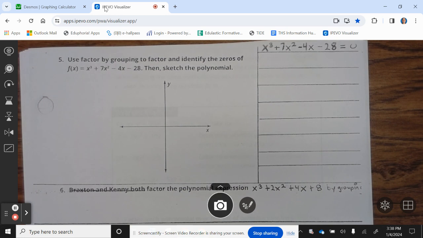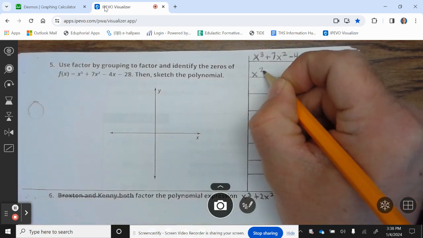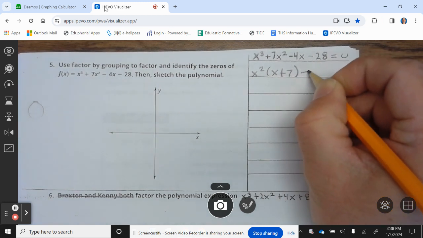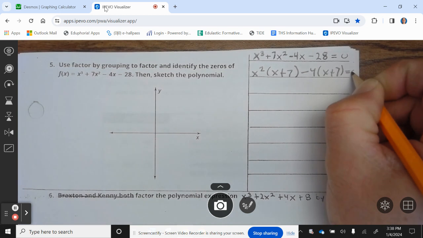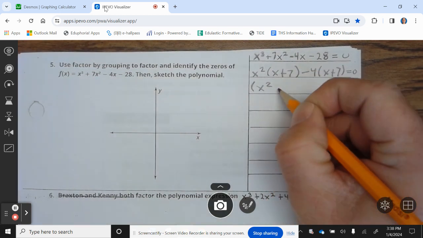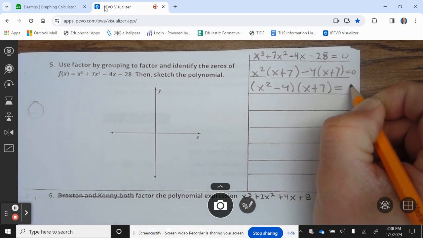5. Use factor by grouping to factor and identify the zeros of f of x equals x cubed plus 7x squared minus 4x minus 28, then sketch the polynomial. So we can factor out an x squared from the first two terms, which leaves x plus 7. And we can factor out a negative 4 from the second two terms, which leaves negative 4 times x plus 7. So then that becomes x squared minus 4 times x plus 7 equal to 0.